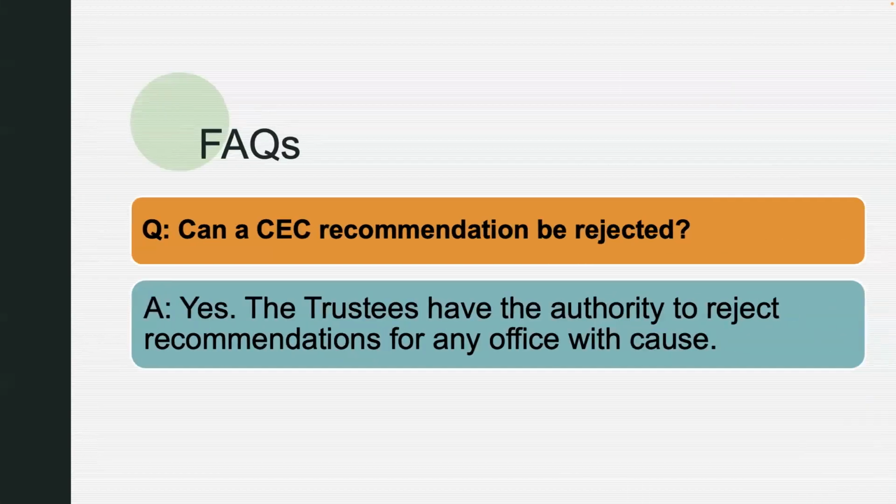Now, can a CEC recommendation be rejected? Yes, it can. The trustees of the PAC have the authority to reject recommendations for any office with cause. So ultimately, again, it is the PAC trustees who are responsible for making the determination and endorsing candidates. The CEC makes recommendations. The PAC trustees hold those recommendations very seriously. Those recommendations carry a great deal of weight, but ultimately it's the trustees who have the authority and the responsibility to choose to endorse, or they can reject the recommendations for any office with cause.